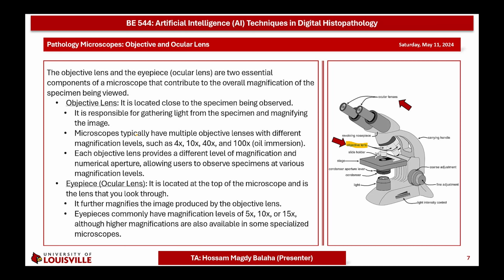There are multiple objective lenses with different magnification levels. As you see in the figure, each of them can hold a different magnification level, such as 4x, 10x, 40x, and 100x.